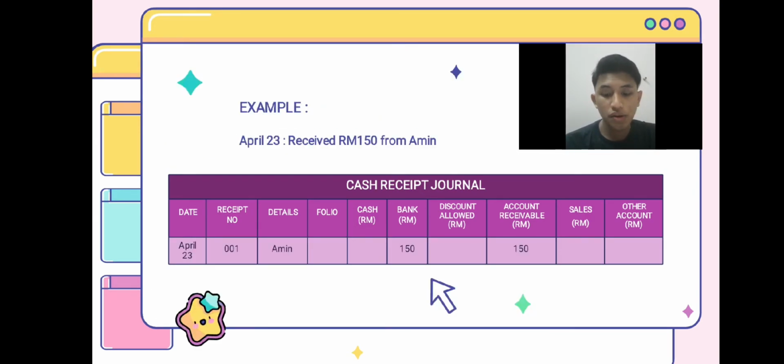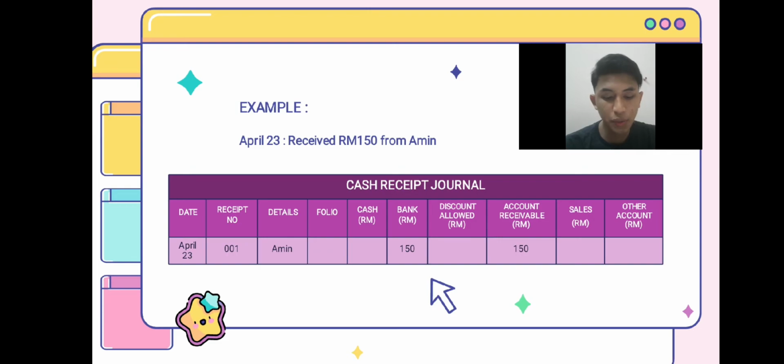For example, I will share one of the cash receipt journal questions. On April 23, received RM150 from Amin. So for the date column, write April 23 and write the receipt number 001 because this is the first transaction on cash receipt journal question. So write in the receipt number column.